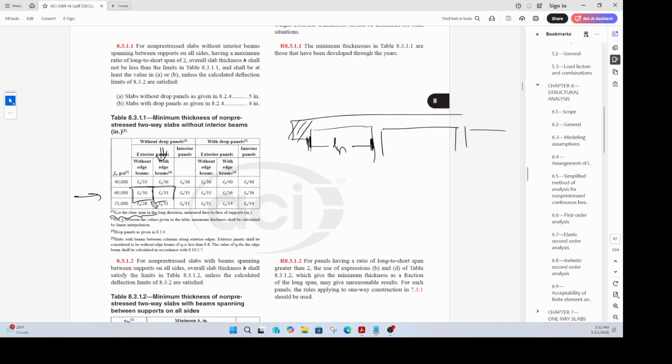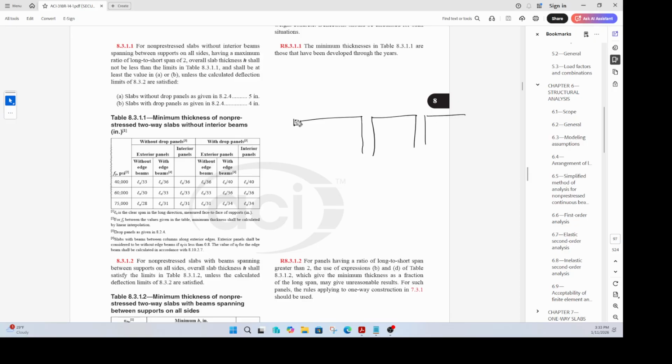Okay. But then, let us say I have an edge beam like this, right? And here is my column, this is another column, and this is my slab. Okay, very thin edge beam, and the beam doesn't have any character to it, right?